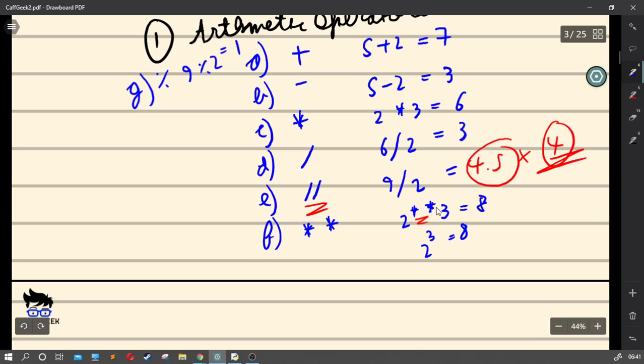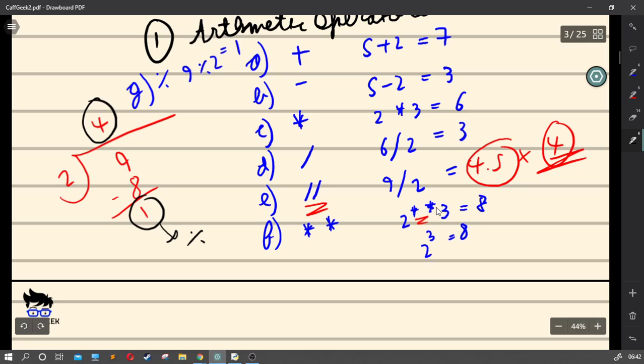Let's see what examples these are. Let's take a simple division here. We would like to divide 9 by 2. We get 4 over here, and we get 1 as the remainder. This is modulus. If you would like to get the remainder, you can use modulus. You get the quotient using double division.